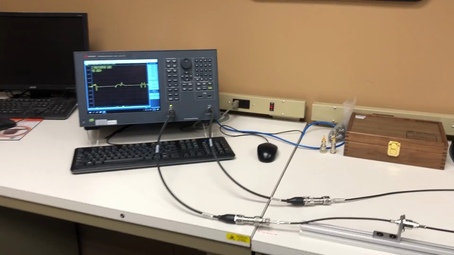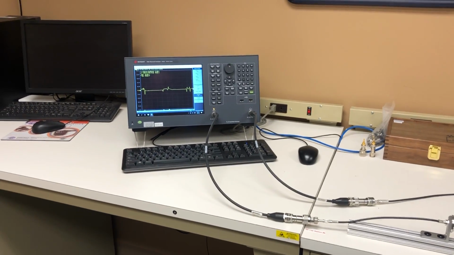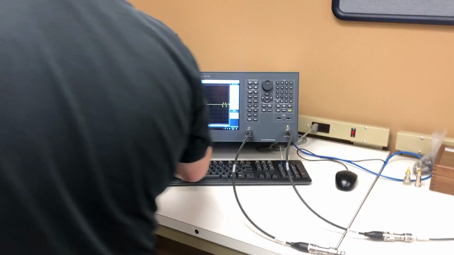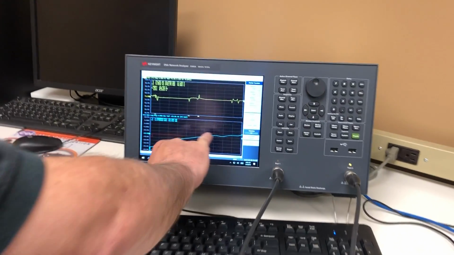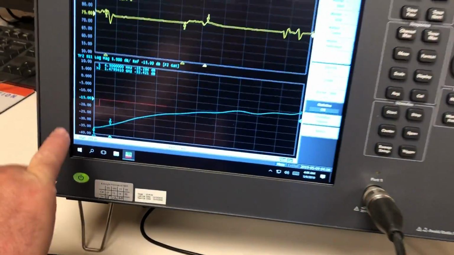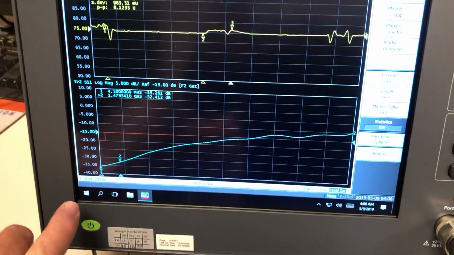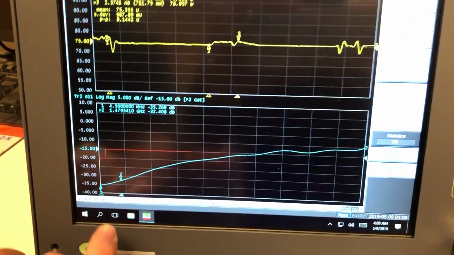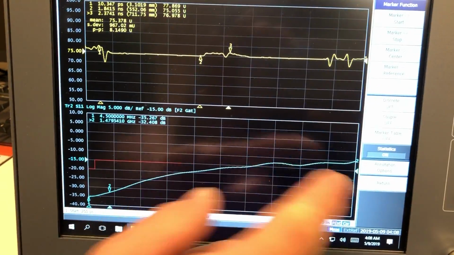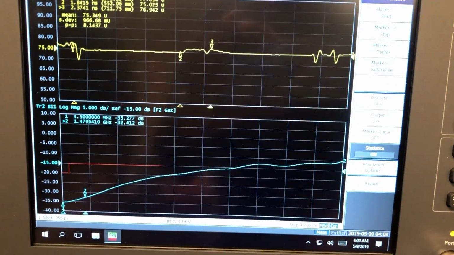I can show you one more thing on the TDR. I can also show you the insertion loss. So this is an insertion loss graph from, let's see, this is up to 18 gigahertz insertion loss.